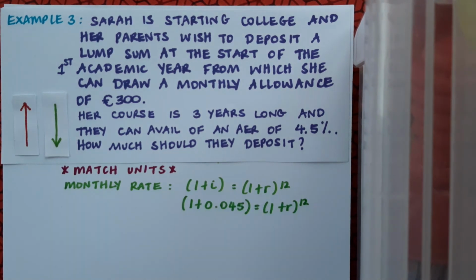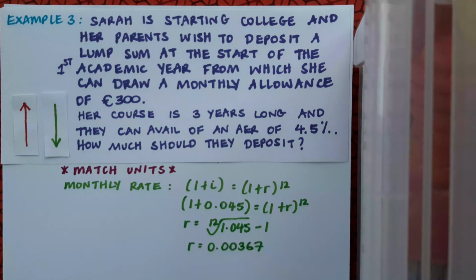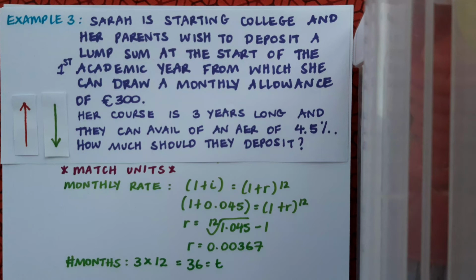Okay, so I'm filling in my figures and I'm manipulating my calculation to get R by itself. And my R value is coming out as 0.00367. Now I'll find the number of months. So we're talking about 3 years. So I'm timesing by 12 and that means my T value is going to be 36.